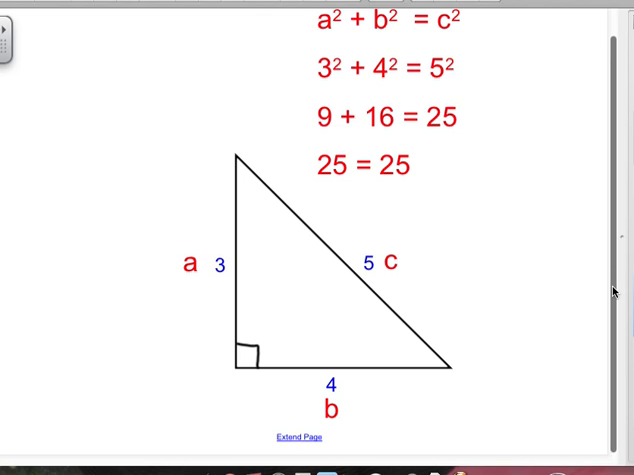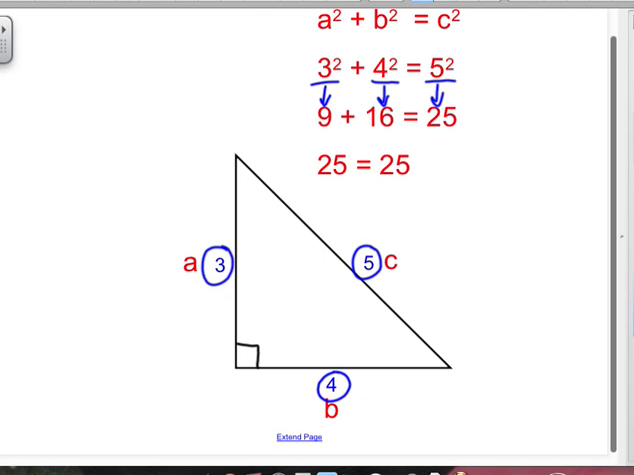So let's plug it in and make sure. A squared would be 3 squared, B squared would be 4 squared, and C squared is the 5 right there. Now, get your calculators out, and don't you dare tell me that 3 squared is 6. It is not. 3 squared is 9. 4 squared is not 8. It is 16. And 5 squared is not 10, right? It's 25. So I'm simply squaring those numbers.